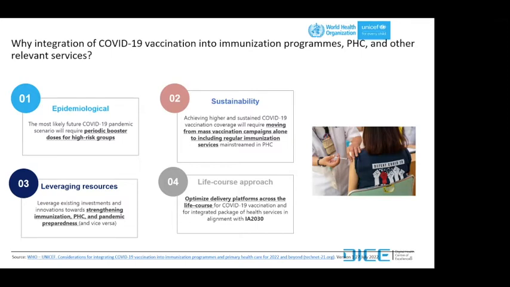Then the third one is leveraging resources. There's a lot of resources being pumped in. We feel that it's good to leverage resources to strengthen the primary healthcare system and as pandemic preparedness, and also possibly to make us better prepared to respond to future pandemics when they happen. Then, as you know, we have the life course approach to vaccination. So basically, we're trying to optimize delivery platforms across the life course, with the COVID-19 vaccine being part of that integrated package towards achieving the goals of the IA2030 agenda.